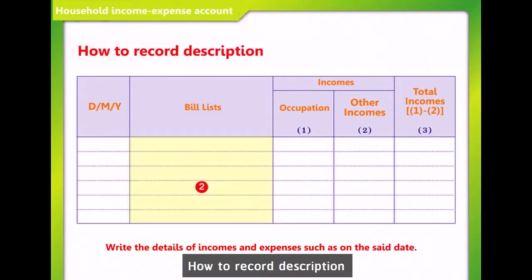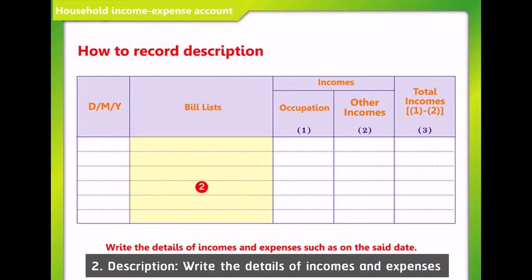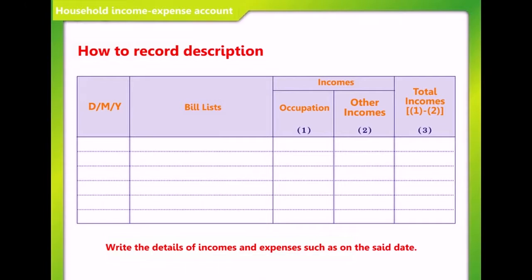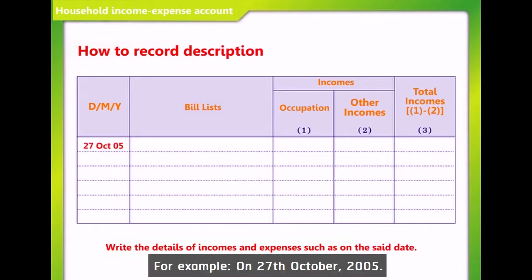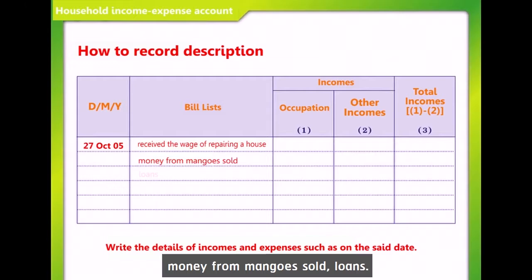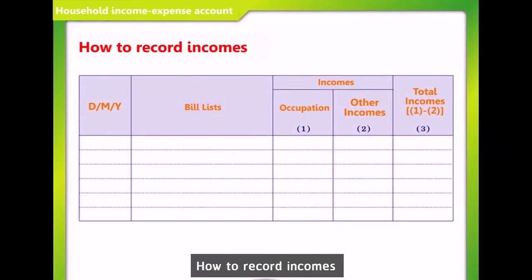How to record description. 2. Description. Write the details of incomes and expenses, such as on the said date. For example, on the 27th of October, 2005, you received the wage from repairing a house, money from mangoes sold, loans.